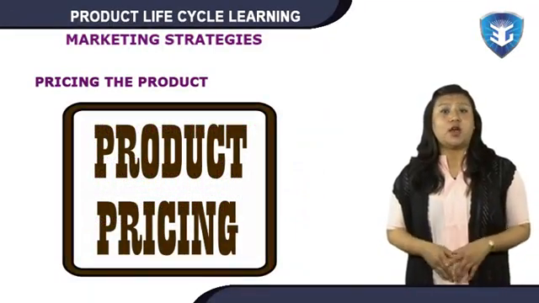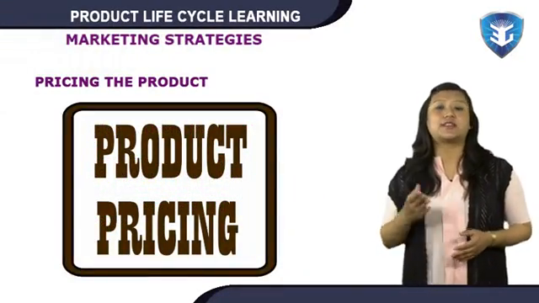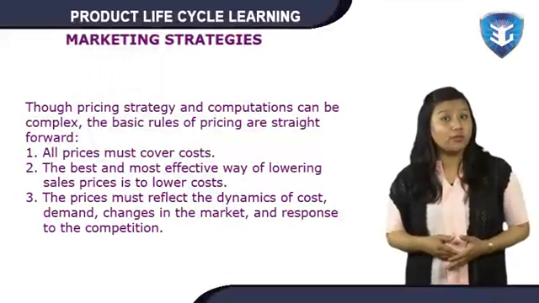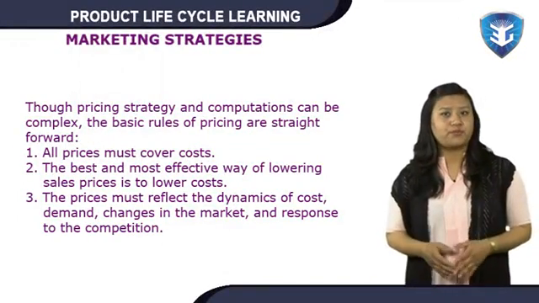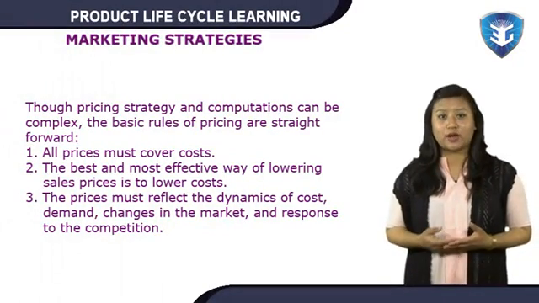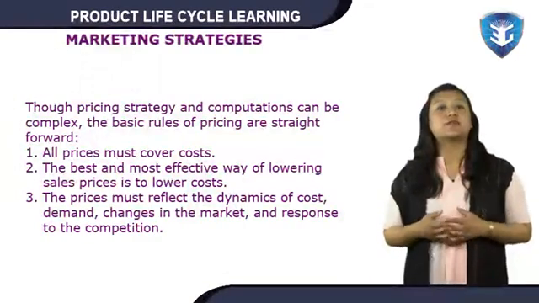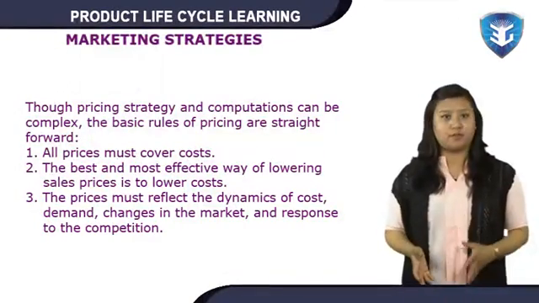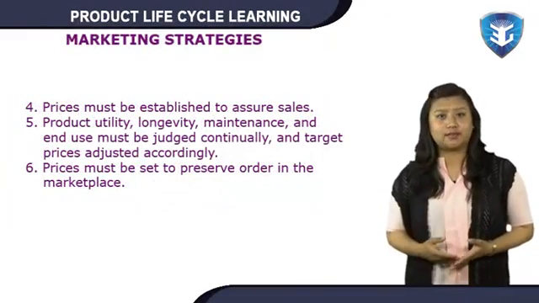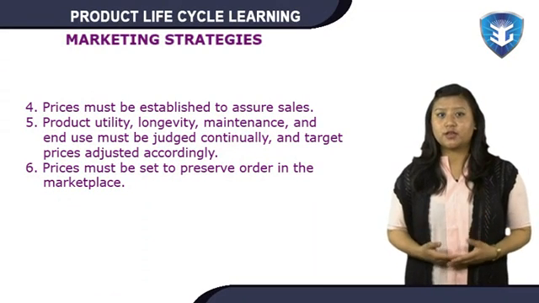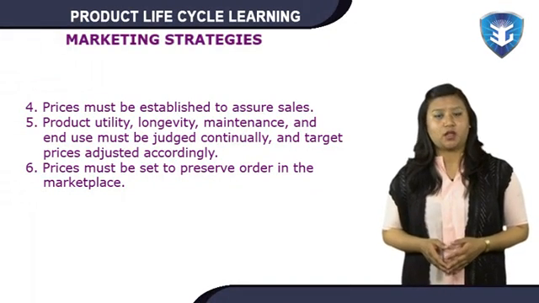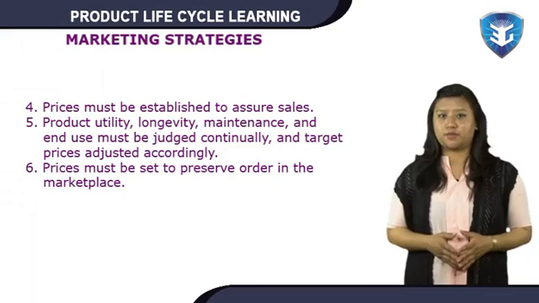Now, pricing the product. Pricing the product is important because it will have a direct effect on the success of the business. Though pricing strategy and computations can be complex, the basic rules of pricing are straightforward. All prices must cover costs. The best and the most effective way of lowering sales prices is to lower the cost. The prices must reflect the dynamics of cost, demand, changes in the market, and response to the competition. Prices must be established to assure the sales. Product utility, longevity, maintenance, and end use must be judged continually and target prices adjusted accordingly. Prices must be set to preserve order in the marketplace.